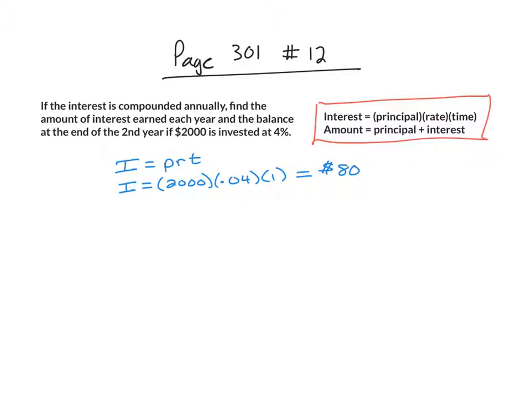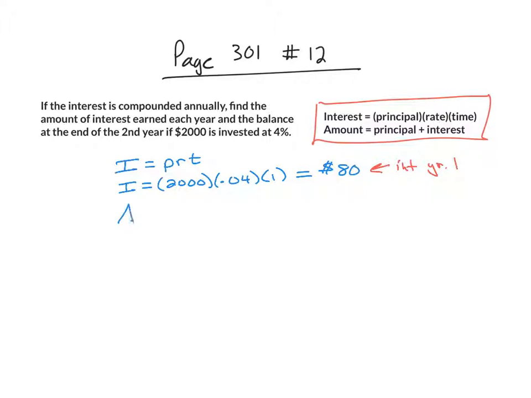Okay, here's problem number 12 on page 301. If the interest is compounded annually, find the amount of interest earned each year and the balance at the end of the second year if $2,000 is invested at 4%. So the first thing I'm going to do is calculate the interest from the first year. So if I take I equals PRT, I get 2,000 times 0.04 times 1. That's the interest for the first year. So that's year 1.